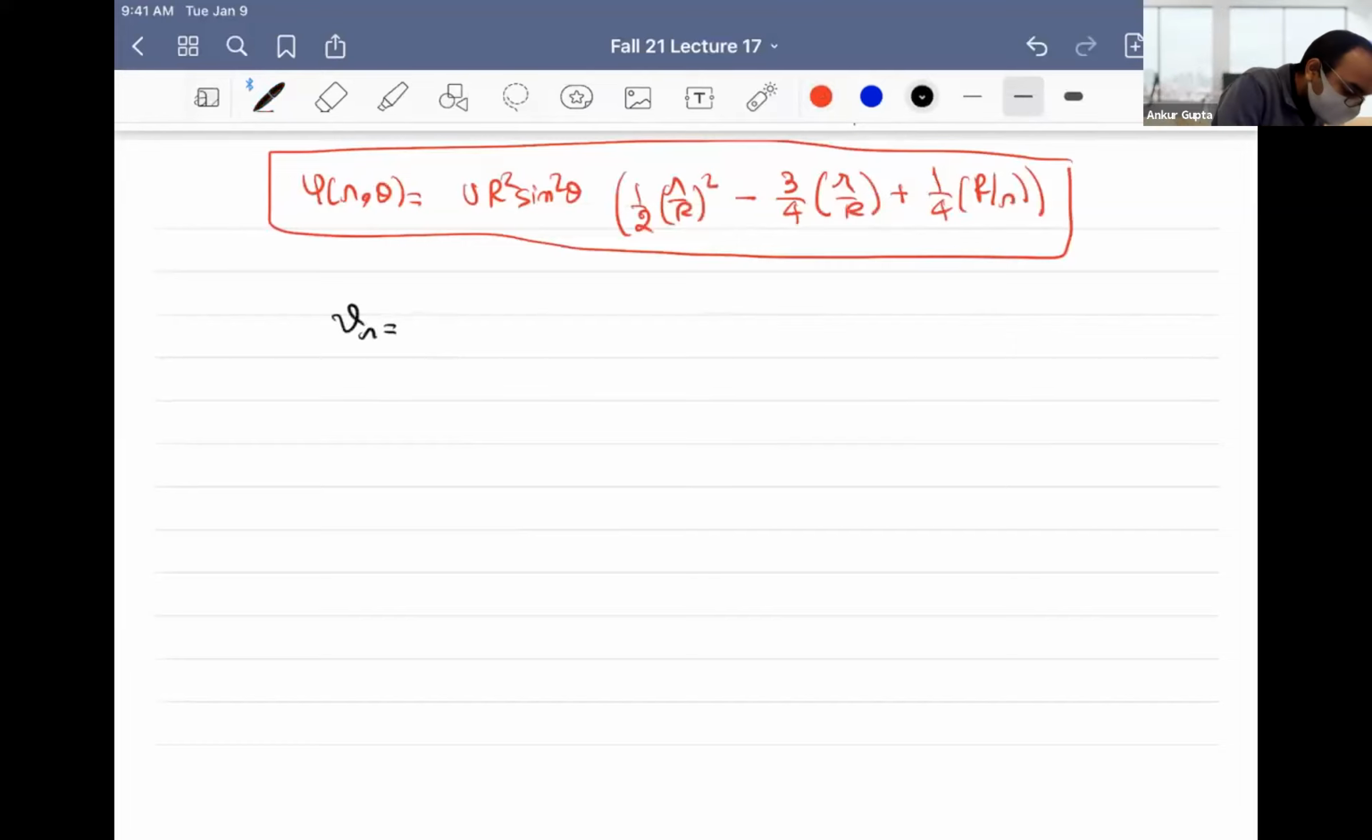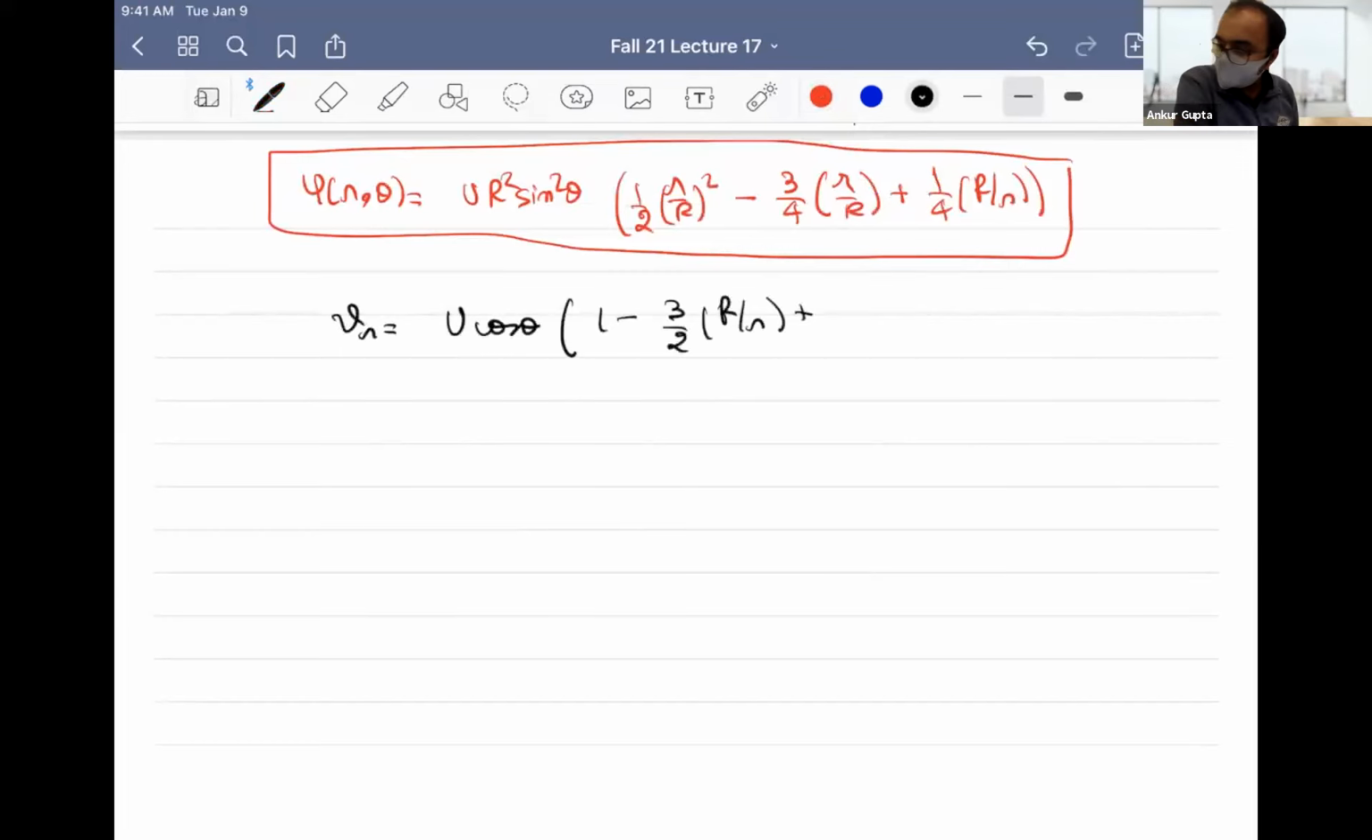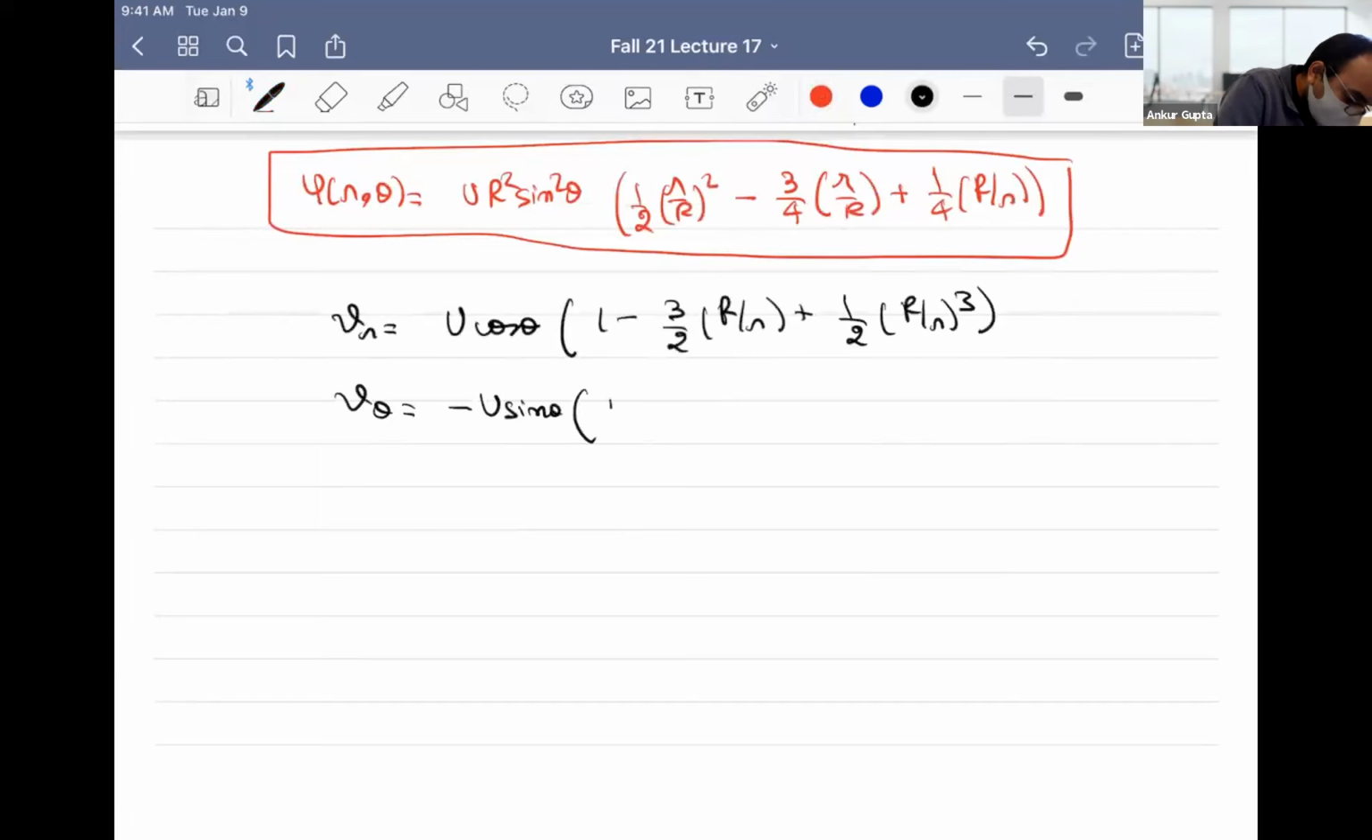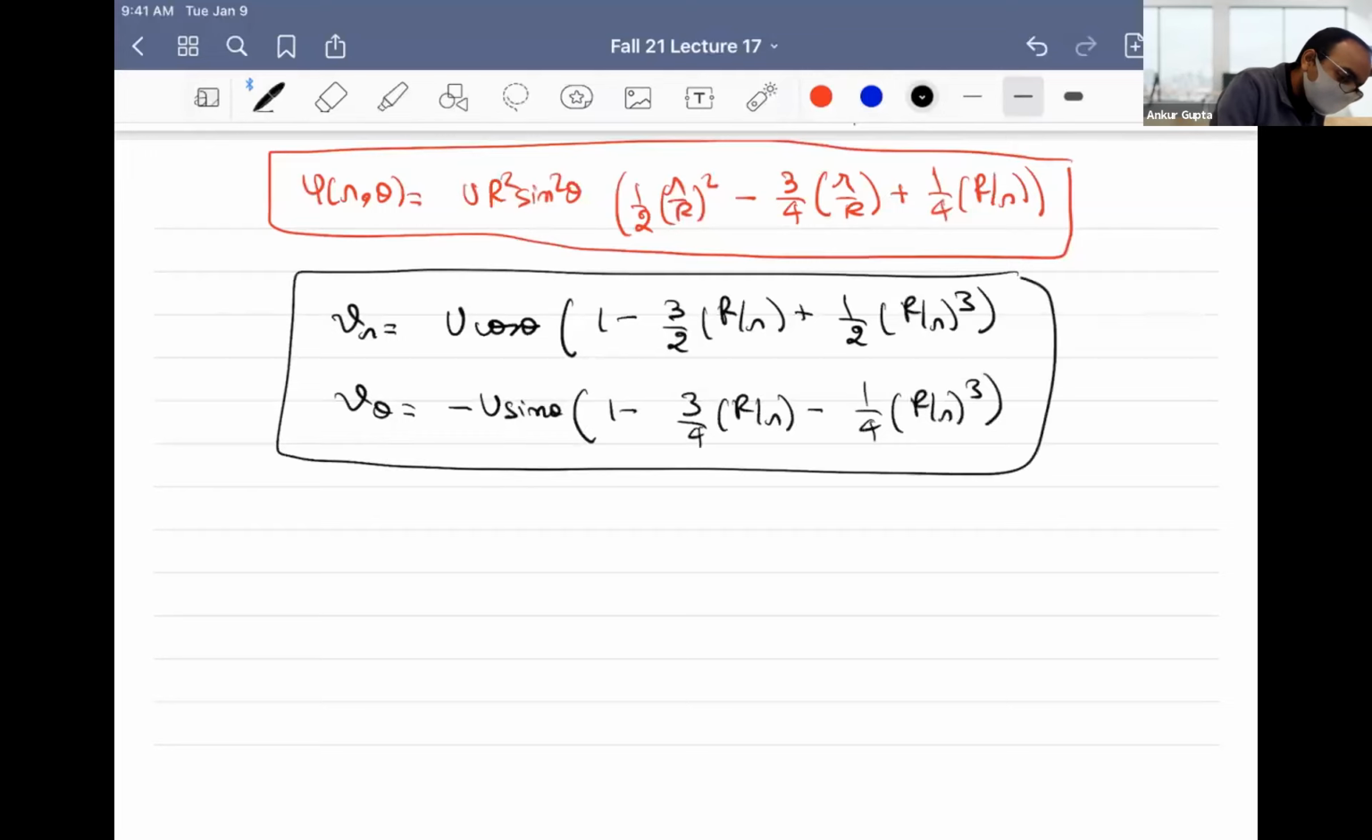So V R is u cos theta times 1 minus 3 by 2 R by r plus 1 by 2 R by r whole cubed. And then V theta is minus u sine theta times 1 minus 3 by 4 R by r minus 1 by 4 R by r whole cubed. Okay, so finally we have velocities by using the stream function definition.